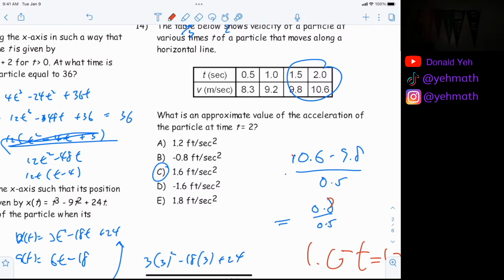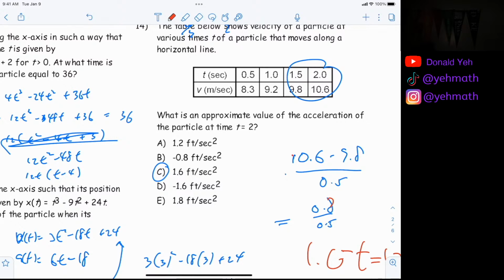Not t equal to 1.75. It's not necessary t equal to 1.75. It's in between, right? Go ahead, I'll let you finish. It's an average. Now, you can find the average at t equals 1.5, right? No, we want to find the acceleration at t equal to 2, right? So this is 2 minus 1.